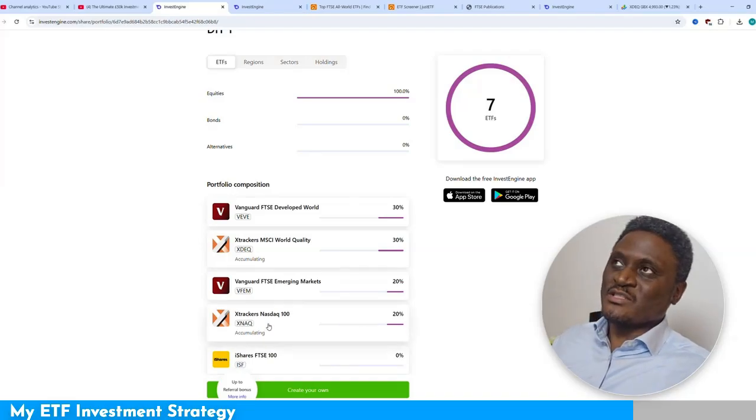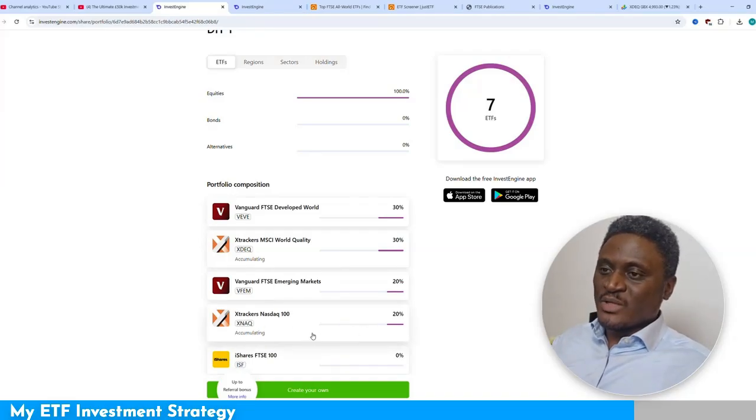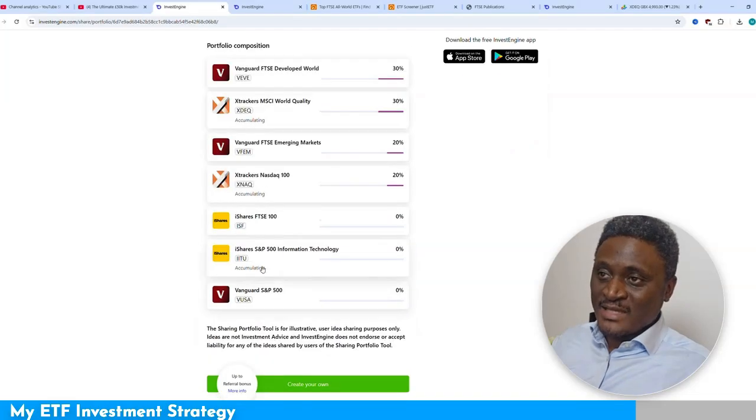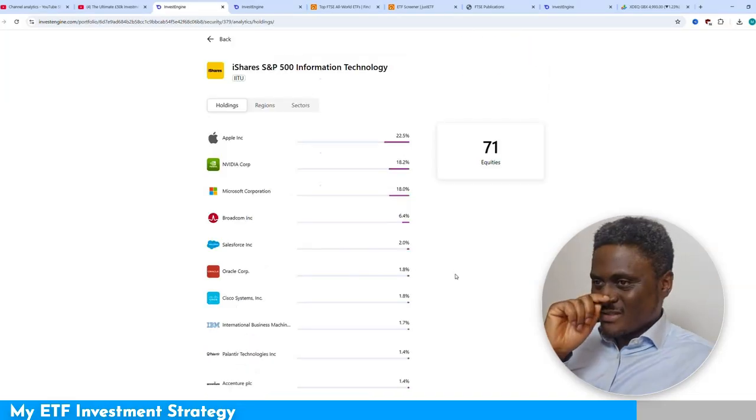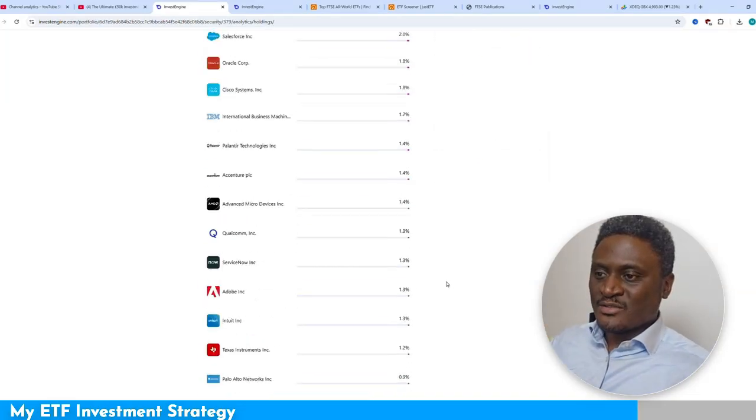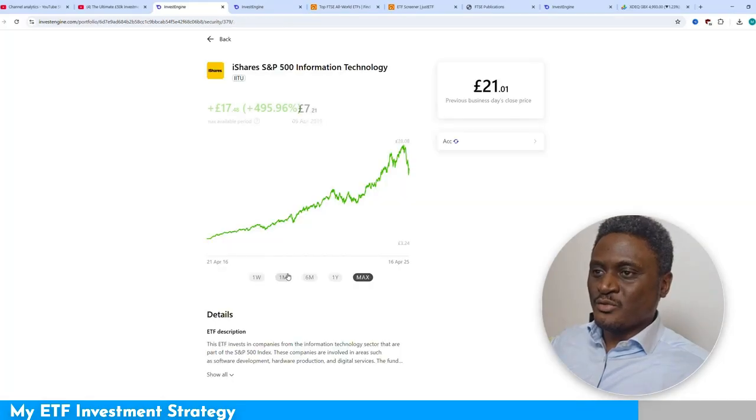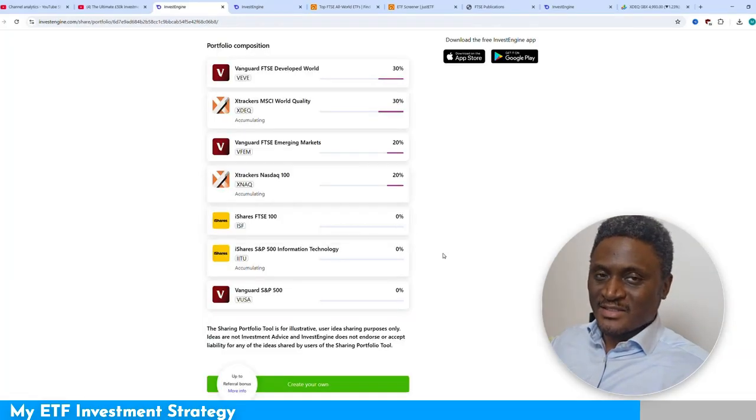And NASDAQ 100 is not just tech stocks. Otherwise, I would have been buying IITU. That's why I had this IITU, because IITU is tech stocks. It doesn't include non-tech stocks. But NASDAQ has a few non-tech, because NASDAQ is not really tech. NASDAQ is non-finance, right? Everything that is not finance is inside this NASDAQ.